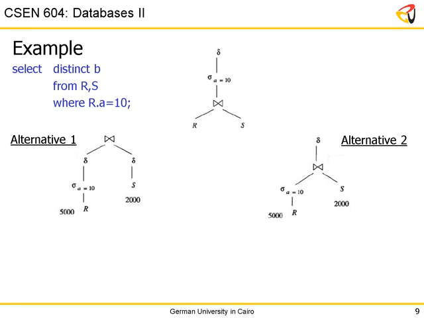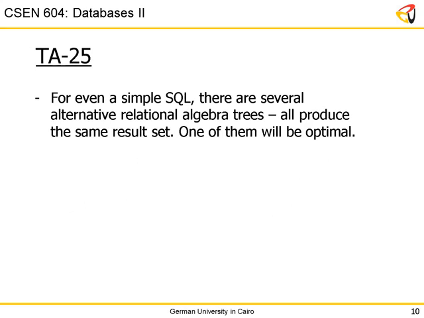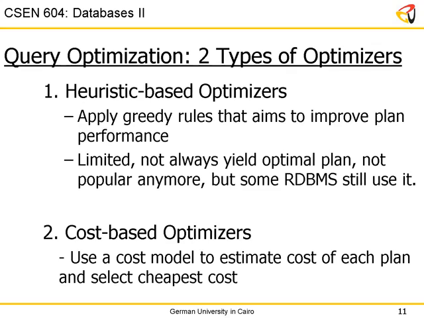And the question is, which one is actually going to be faster to execute? And this is the purpose of the logical plan builder. There are many logical plans. The question is, which one is the best one? And the criteria is, which one will be faster to execute? So even for a simple SQL, there are several alternative relational algebra trees. All produce the same result set, but only one of them will be the optimal one. So we will spend today talking about query optimization in the logical plan builder.